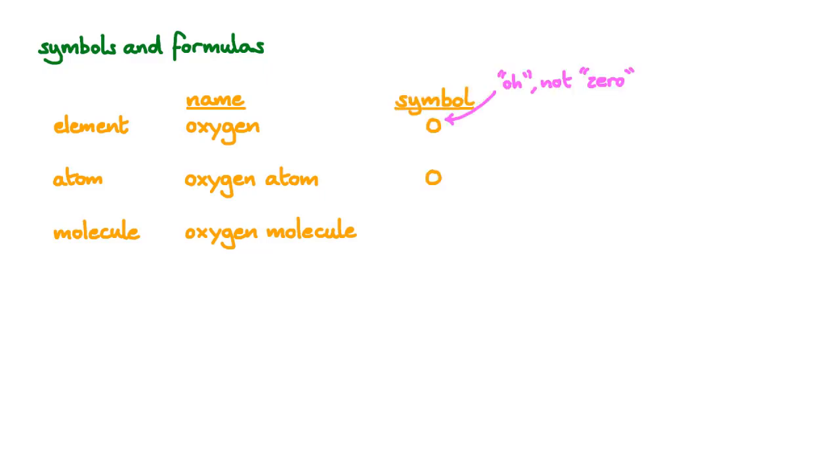Now, it can get a little bit confusing when we're talking about the symbols, because the symbol for the element oxygen is the same as the symbol we'd use for a single atom. You'll have to use the context to figure out what's being described. But we already know that the symbol for the oxygen molecule is O2. You can think of this as two oxygens.